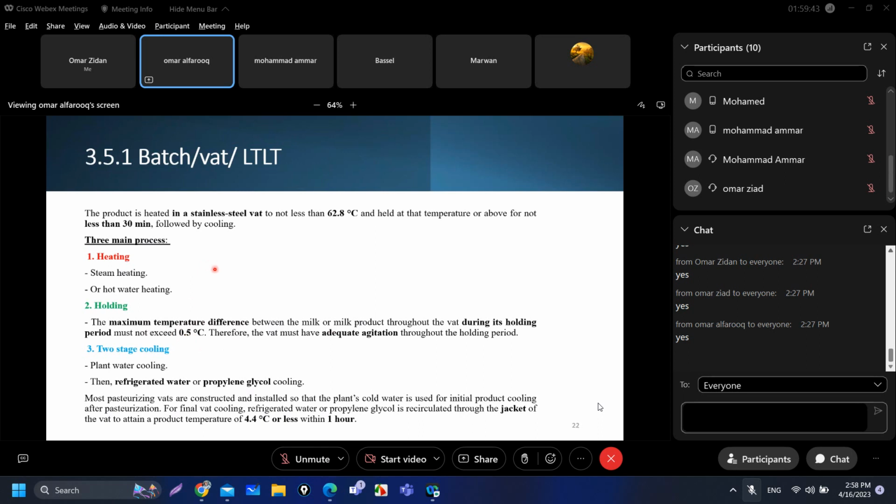Okay. After that, we have two-stage cooling. The first stage, we use plant water cooling. Okay. Then we use refrigerated water or propylene glycol to further cool the product to about 4.4 degrees Celsius or less within 1 hour.